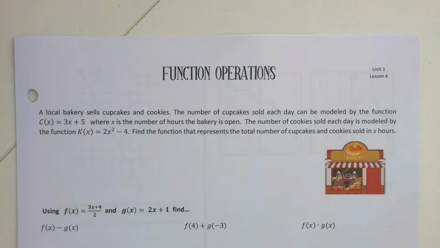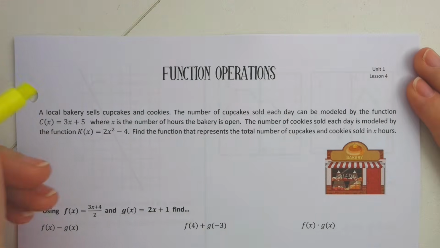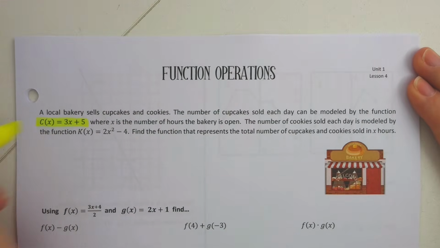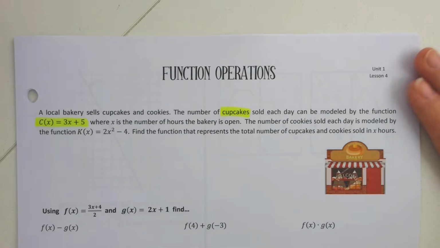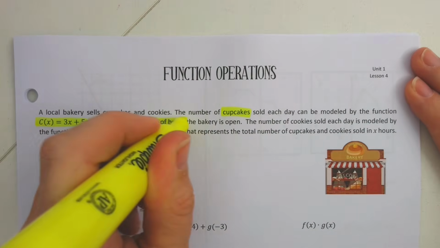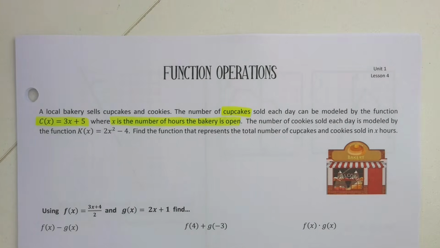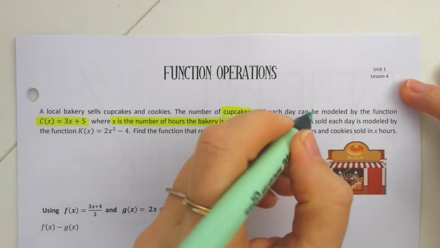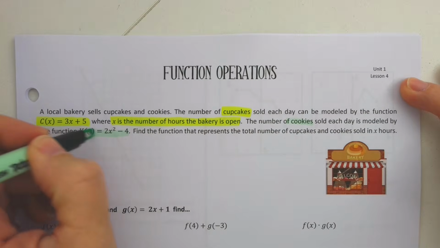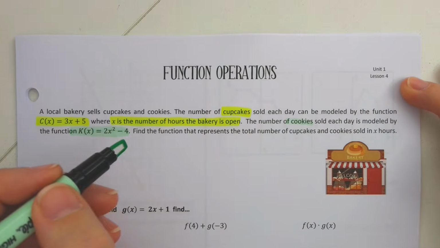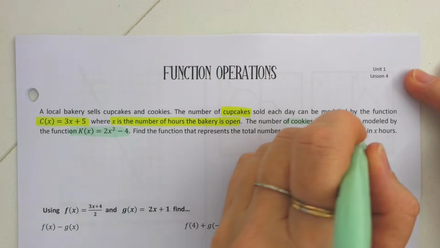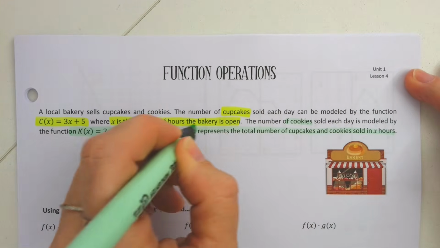A local bakery sells cupcakes and cookies. The number of cupcakes sold each day can be modeled by this function, C of x, where x is the number of hours the bakery is open. The number of cookies sold each day is modeled by this other function, K of x. Find the function that represents the total number of cupcakes and cookies in x hours.